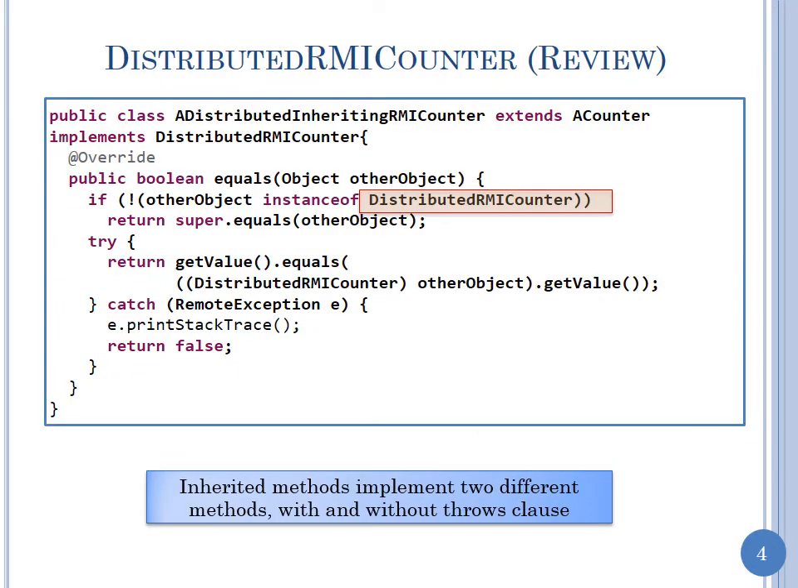And here's my implementation of the distributed class. I extend a counter and I implement an extra interface. So I have to do that, by the way. I can't just take my original code. But I don't have to change my headers here, because my headers implement both interfaces. But I did change my equals: if I'm not a distributed RMI counter, I do super.equals. Otherwise, I check against the distributed RMI counter.